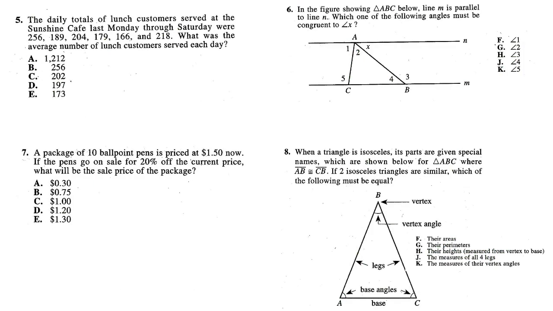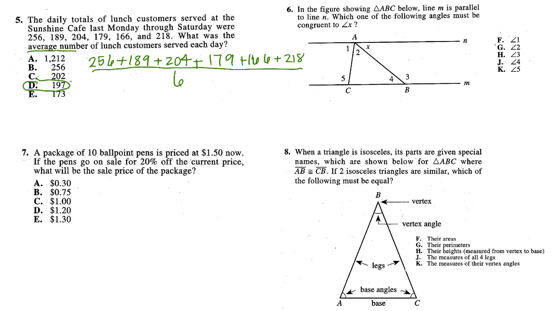Okay, for our next question, we have the daily totals of lunch customers served at a cafe last Monday through Saturday, and we have all those numbers. What is the average number of customers served? So we just need to find our average. We need to take 256 plus 189 plus 204 plus 179 plus 166 and 218, and divide by how many we have. So 1, 2, 3, 4, 5, 6. That should give us answer choice D.